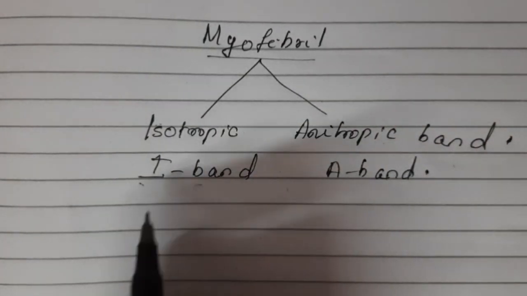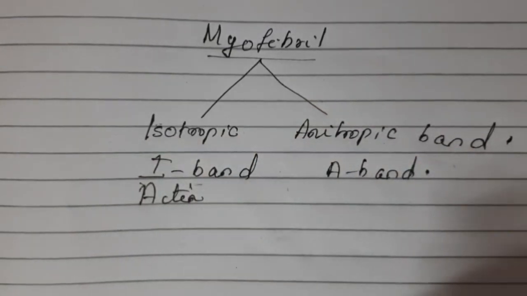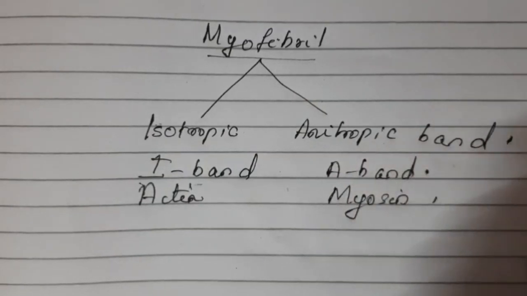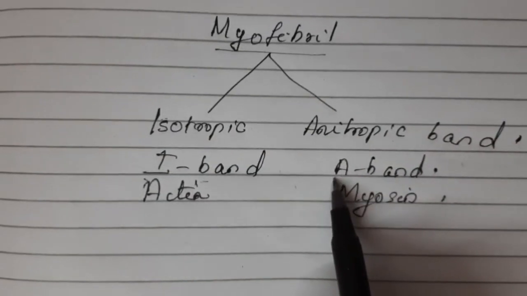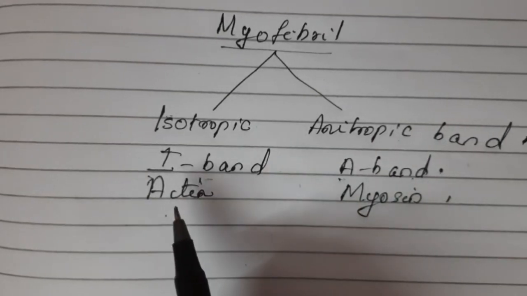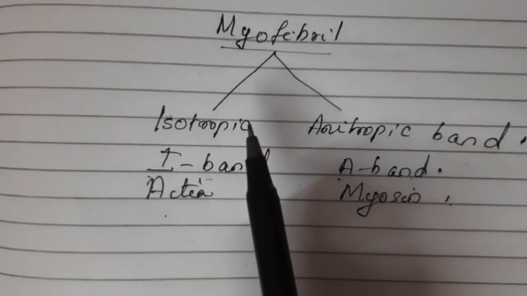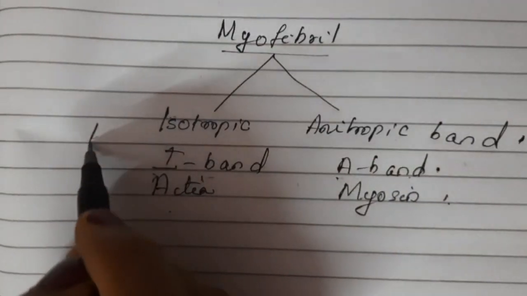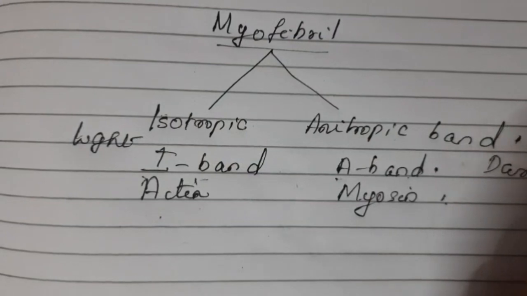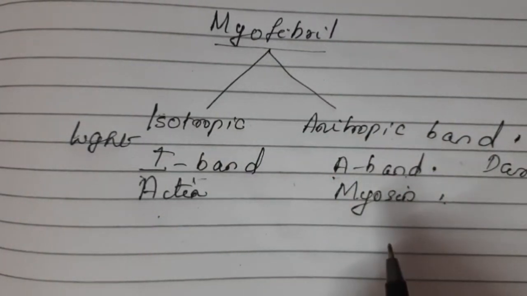Now I band is made up of actin, whereas anisotropic band or A band is made up of myosin. It is slightly confusing because usually children think A band is made up of actin. No, A band is made up of myosin. Actin forms I band or the isotropic band, this is the light band, whereas this is the dark band. So here this is because of these two proteins.